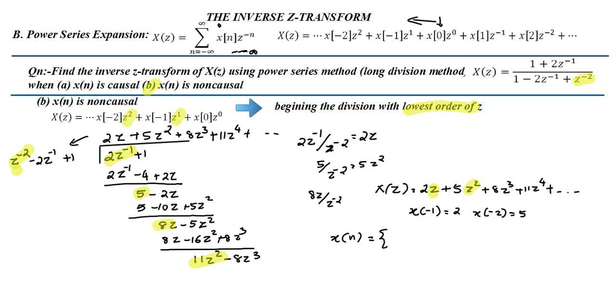For minus 1 it's 2, and for minus 2 it's 5, then 8, then 11, etc. For x of 0 there is no term, so I can write 0. So this is the anti-causal signal, because the signal exists only for the negative values, and the terms correspond to this: this is for the 0 term, this is minus 1, this is minus 2, this is minus 3, and this is minus 4, etc. This is an anti-causal signal.